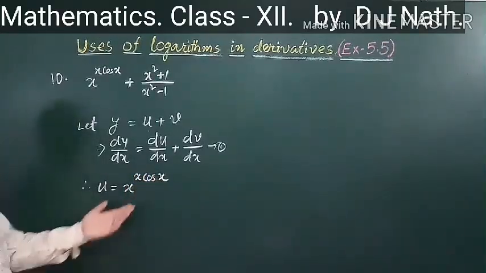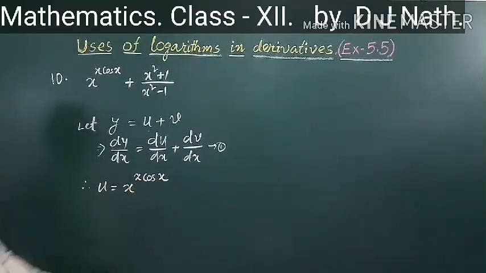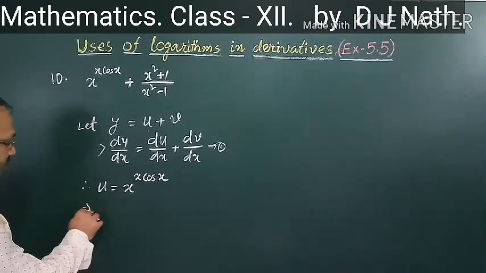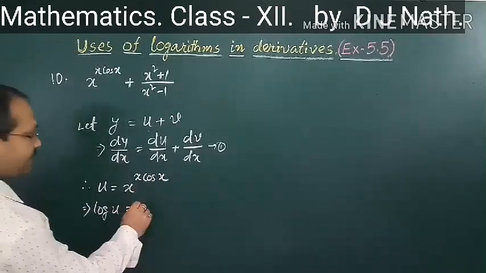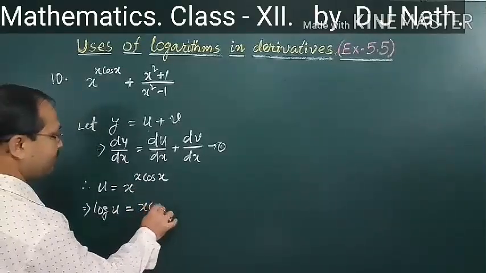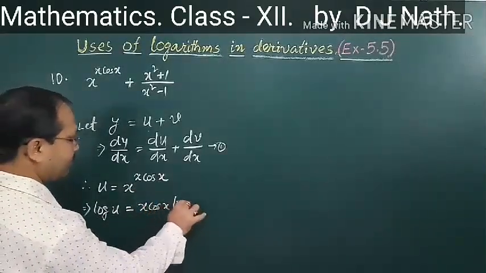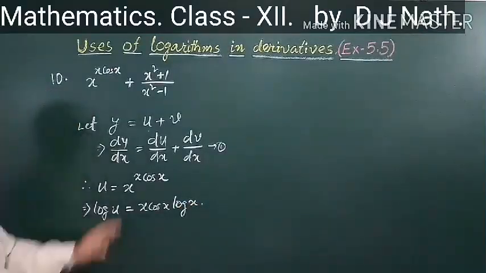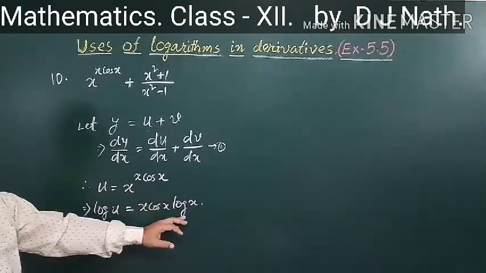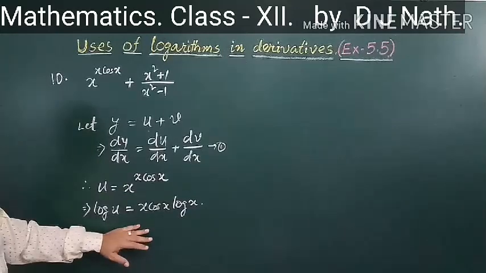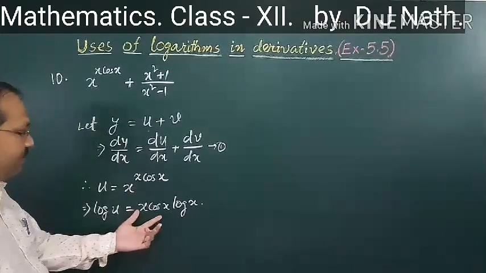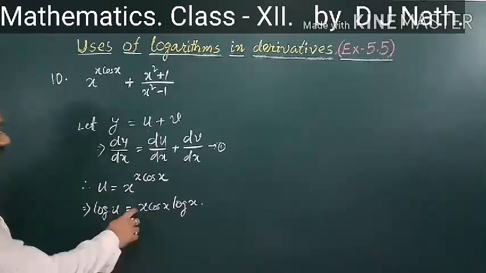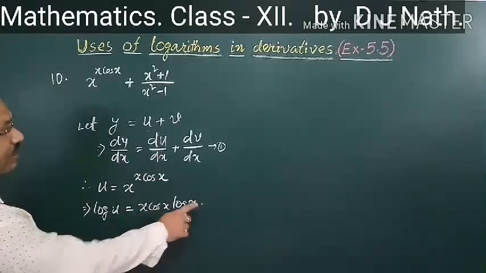So now what we have to do? The power is there, so we will use logarithm. So log of u will be equal to x cos x into log of x. Now we will do the differentiation. Okay. So in differentiation here x is there, cos x is there, and log x is there.